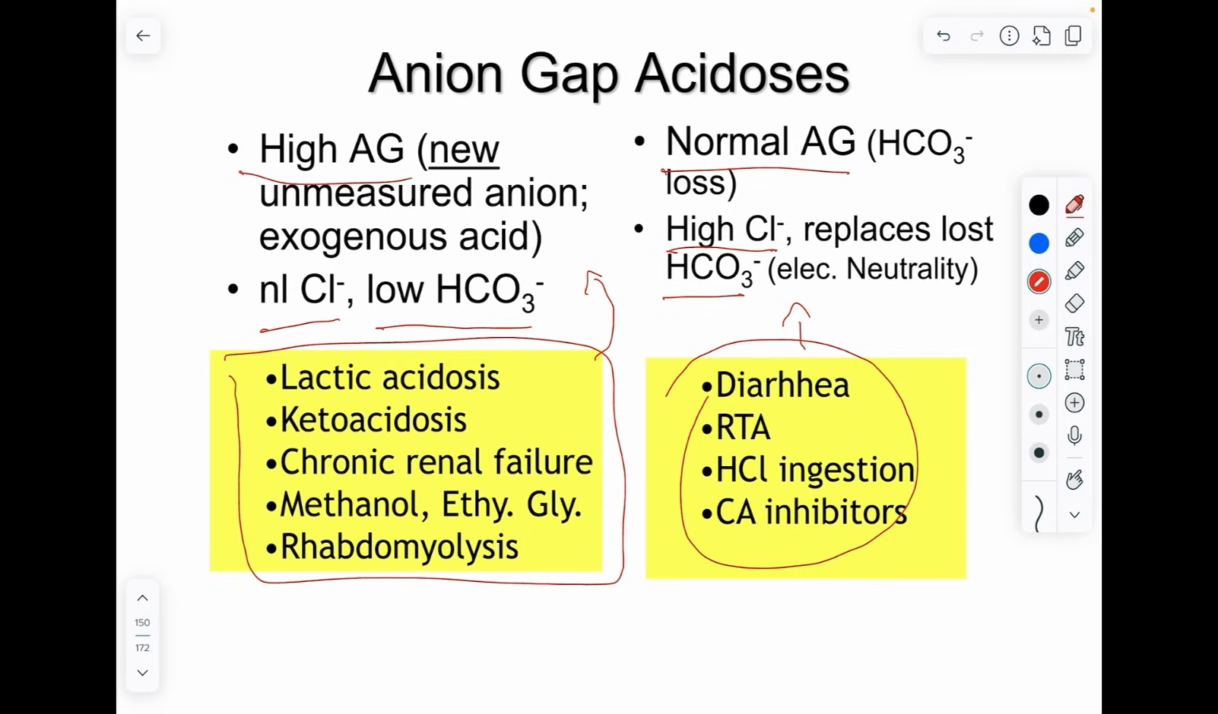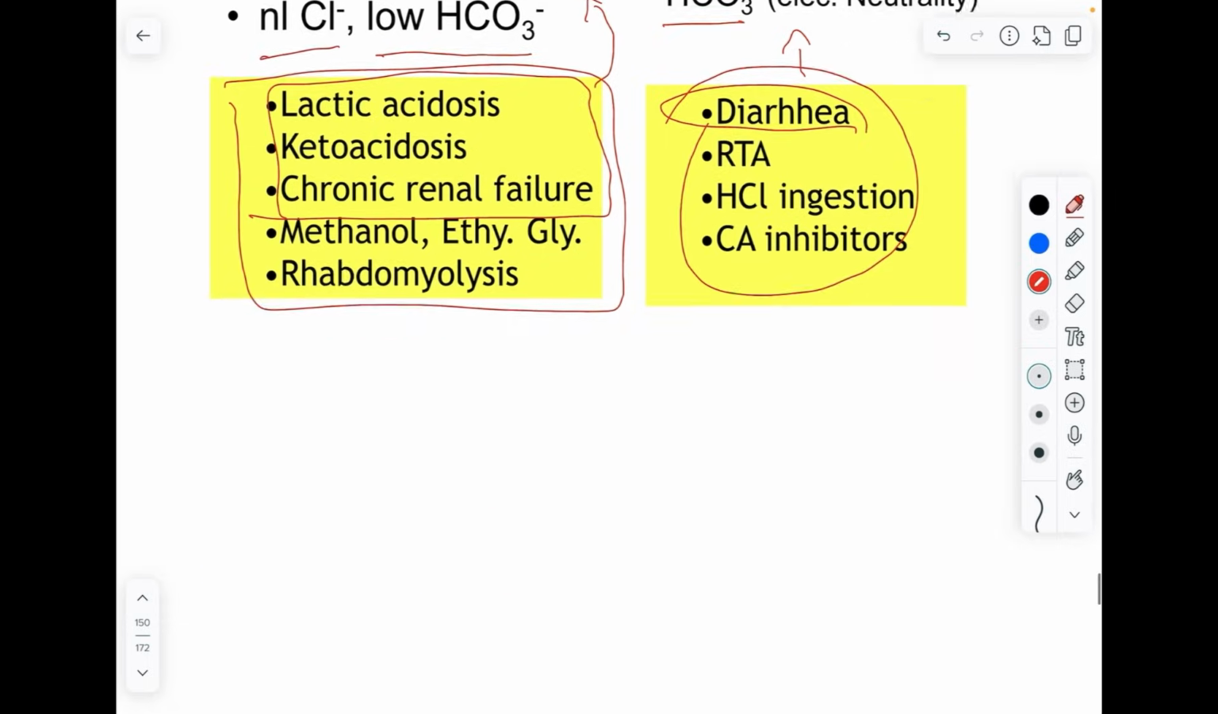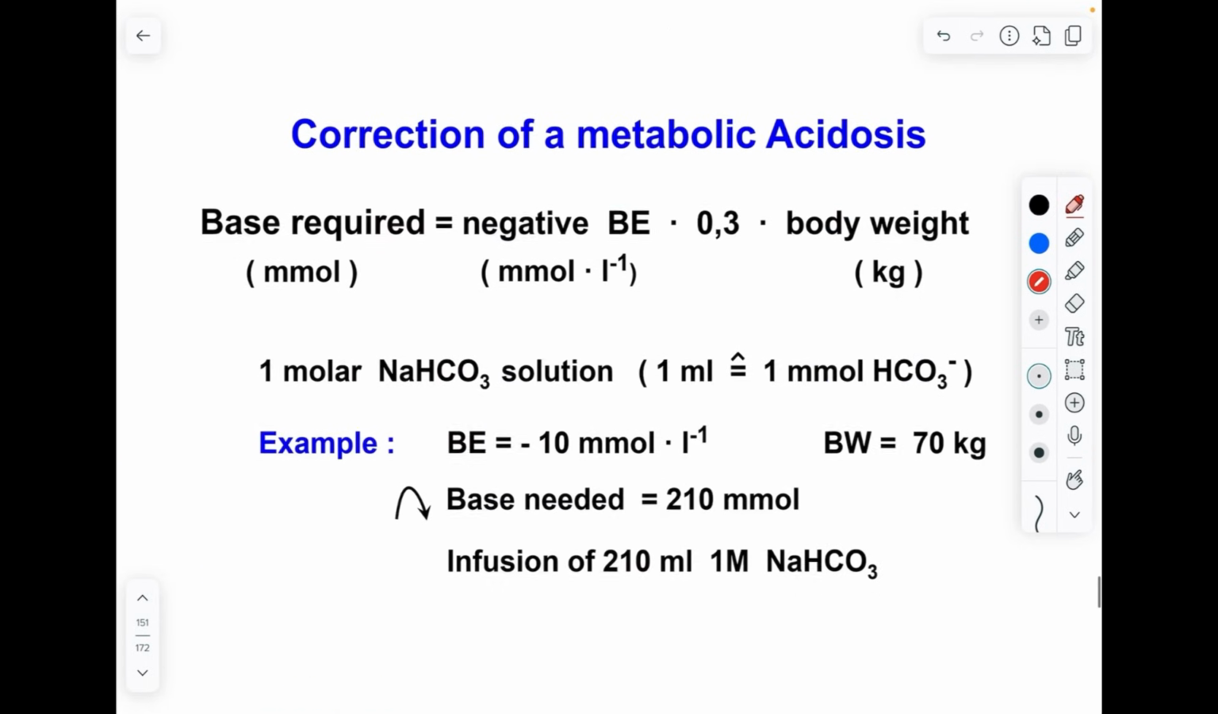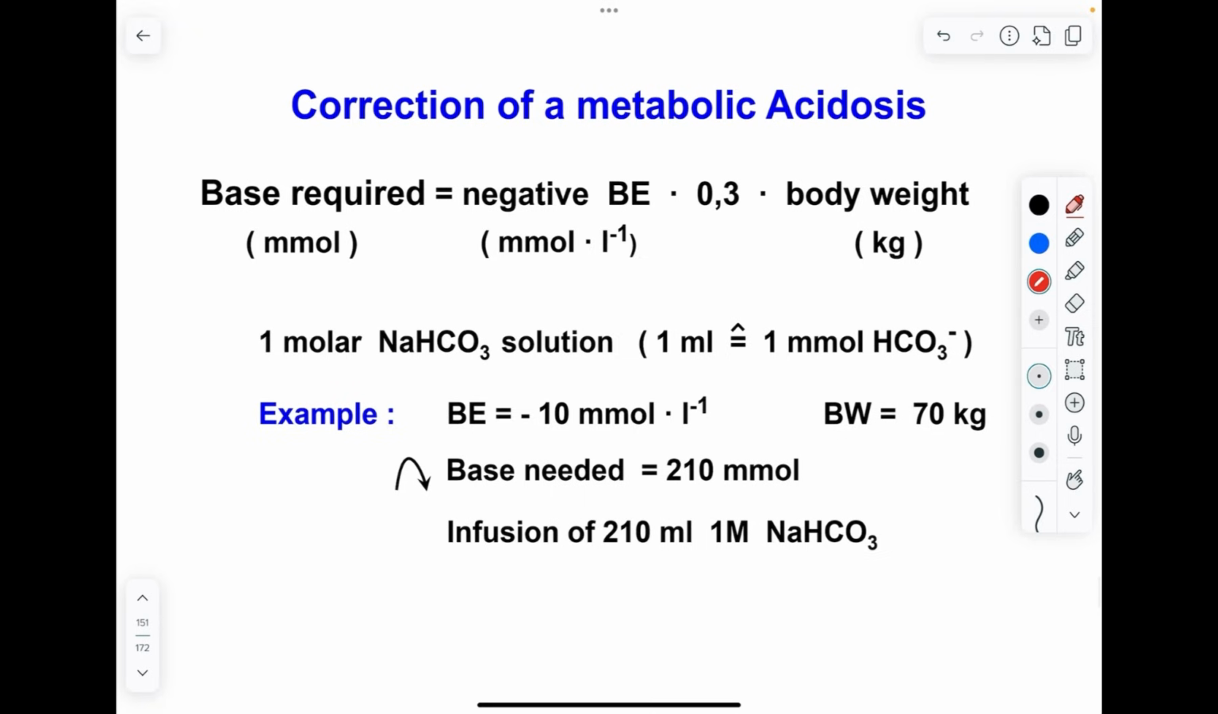If I were to choose things to memorize, I would choose these guys, and this area. Okay? Of course, chronic renal failure. So kidney problems have high anion gap. Just remember that.